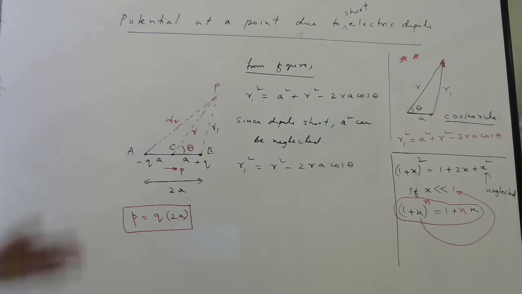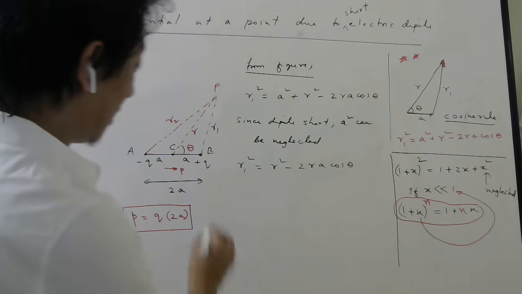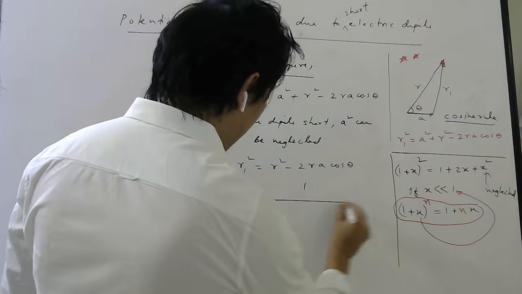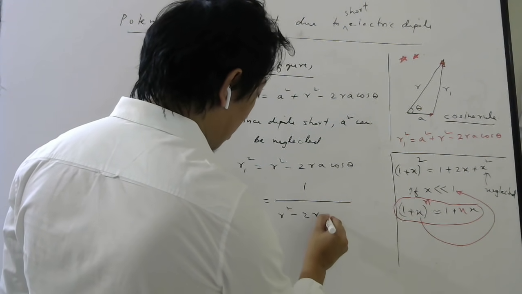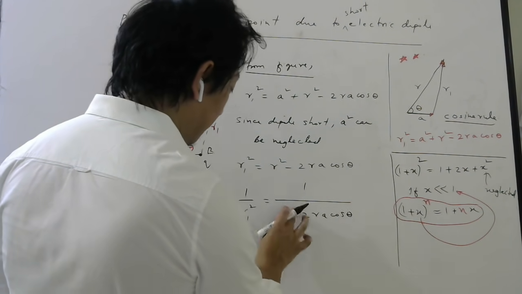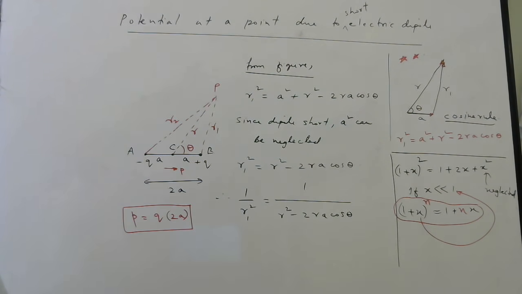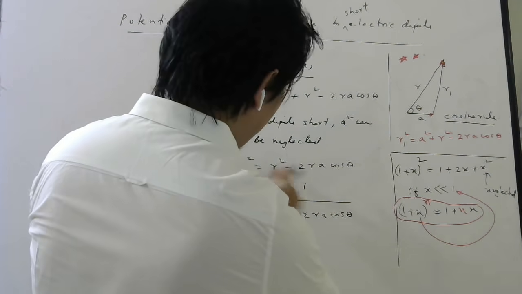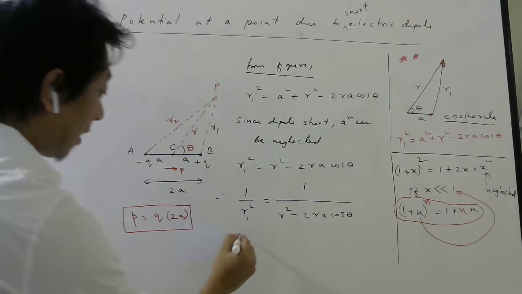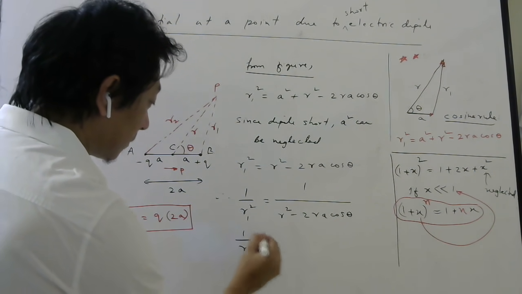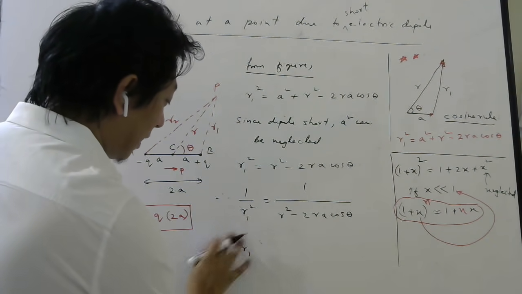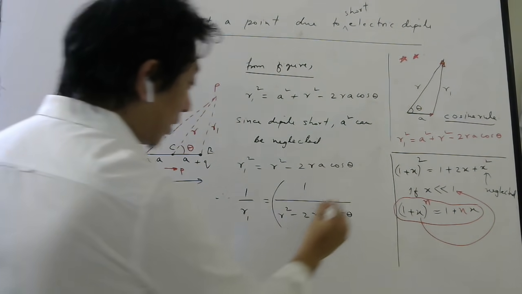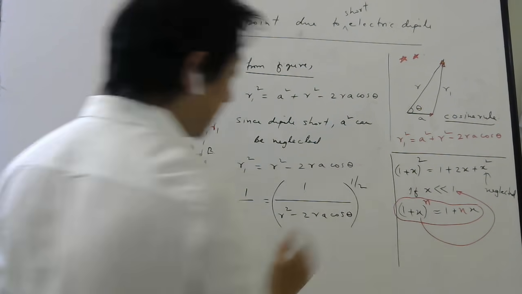Now we wanted what? 1 by r1. So let us take here. Therefore, 1 by r1 square will be 1 by r square minus 2ra cos theta. Why am I doing it like this? Because I want 1 by r1. So 1 by r1 square. So what will be 1 by r1? This will be power half. So you write this. Next step, you remove the square. Then you can take the square root or you can write power half.